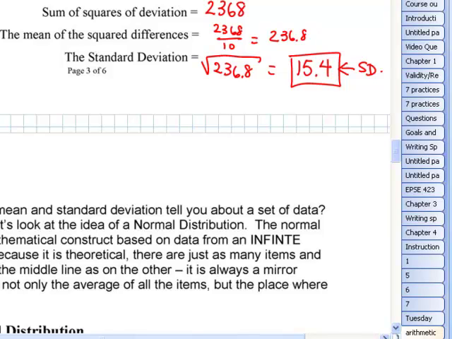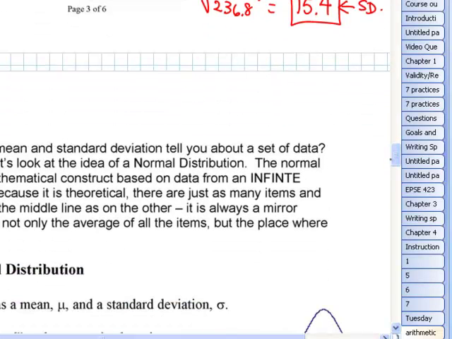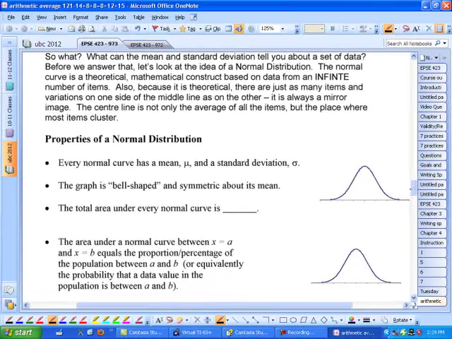Also, because this is theoretical, there are just as many items and variations on one side of the middle line as the other. Meaning, if I have the average, you would expect an equal number of data points above the average and an equal number of data points below the average. And also, if you have an infinite number of data points, most of the items should be around the average. So let's just quickly look at these properties of normal distributions.